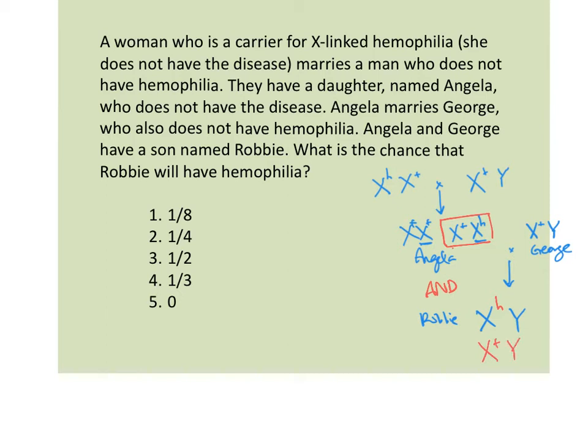Okay, so for multiplicative probabilities, we need to know the probability of this occurring and the probability of that occurring, and then multiply them together. So the 2 possible genotypes that Angela could end up with are equally likely. That means we have a 1/2 probability that Angela will be a carrier. And then we have 2 possible genotypes for Robbie depending on his mom's phenotype. And there's a 50% chance that he will have hemophilia. That's 1/2. So 1/2 times 1/2 gives us a 1/4 probability that Robbie will have hemophilia.